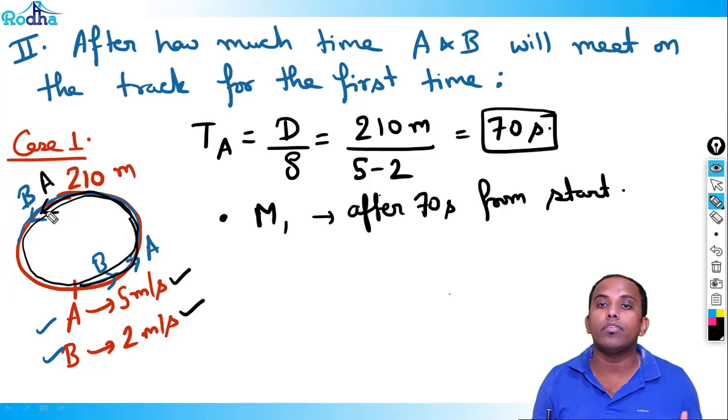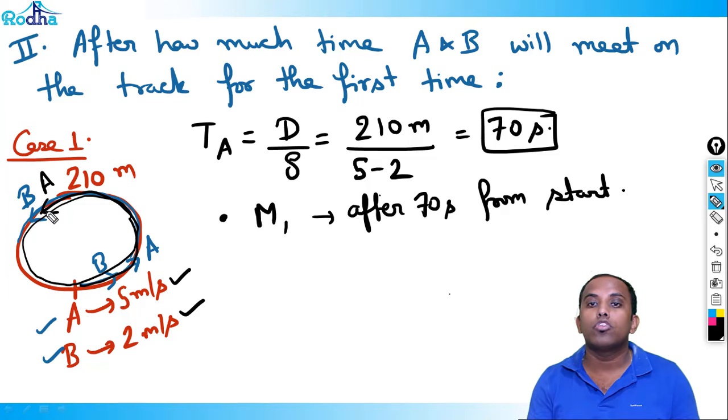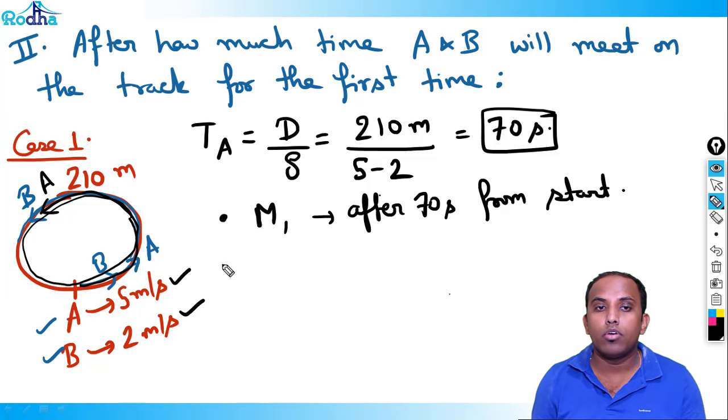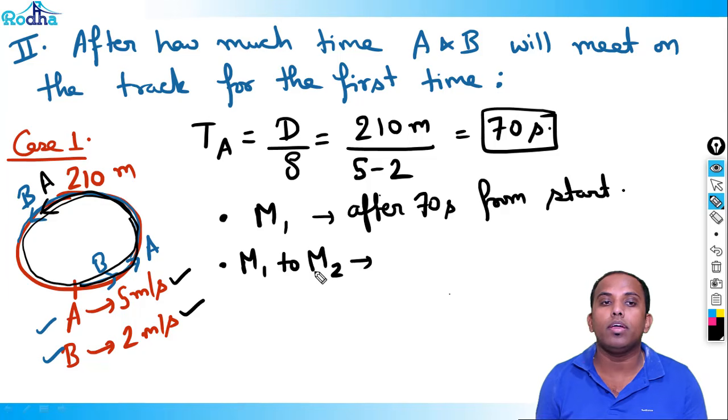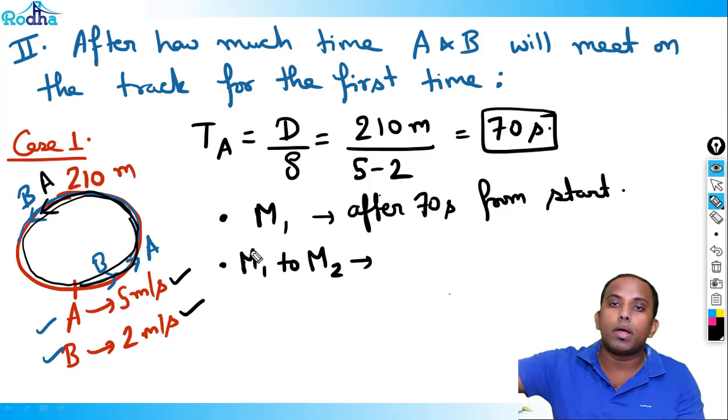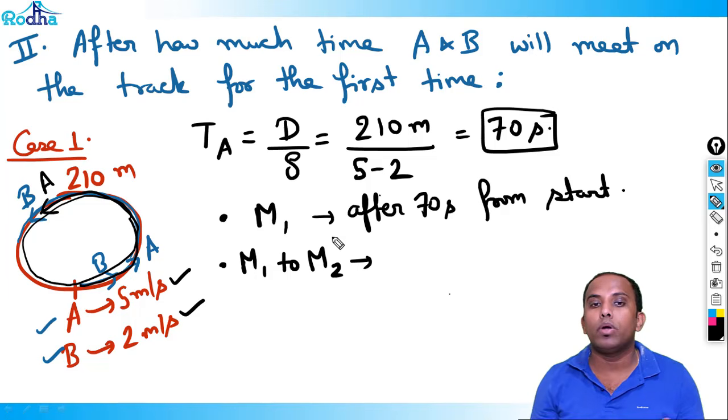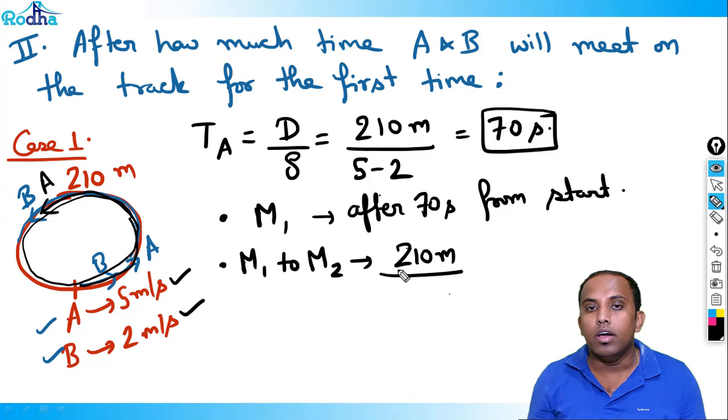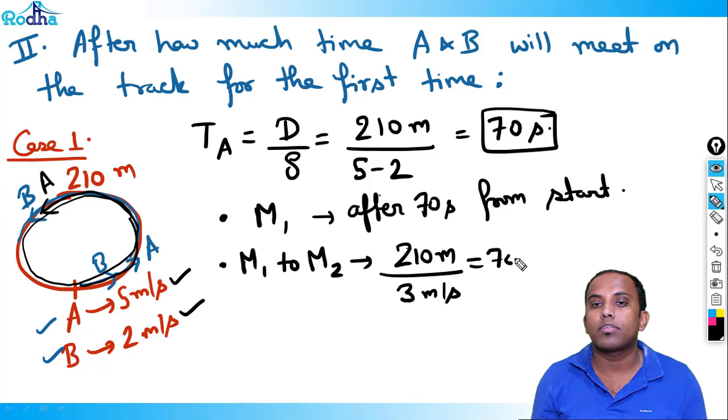Whenever A meets B for the second time, between M1 and M2, that is from the first meeting point to the second meeting point, A again takes one complete round more than B. So from M1 to M2, the distance is again 210 meters, the relative speed is again 3 meters per second, so the time taken will again be 70 seconds.